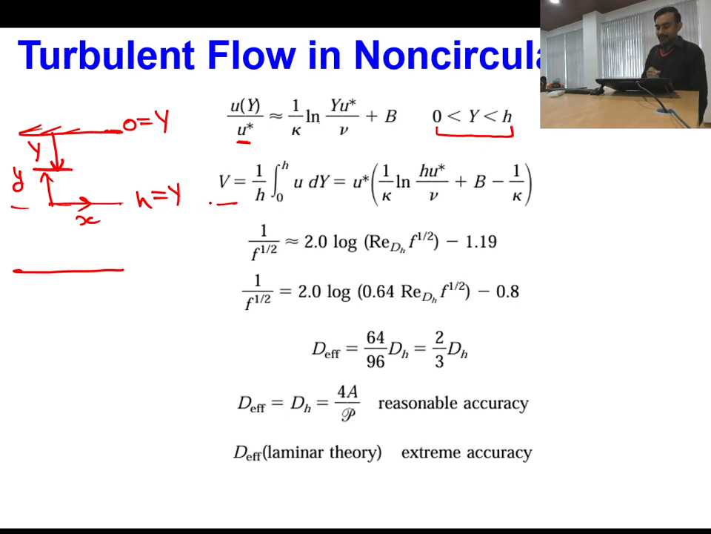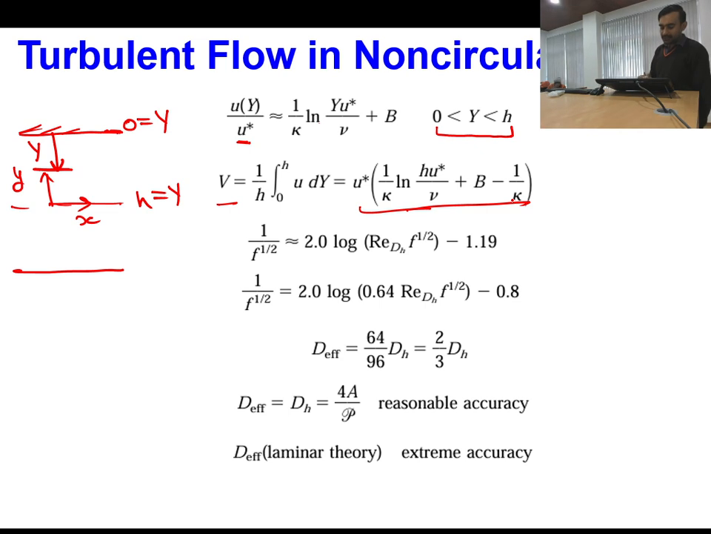Now in order to find out the average velocity, what do I need to do? I need to consider 1 by area times the integral of u dA. Okay, so I have considered unit width over here. So 1 by h, integral 0 to h, u dy, and this will be nothing but my velocity profile. Once I have the velocity profile, I can calculate the equivalent wall shear stress and then I can obtain the value of friction factor. Okay.